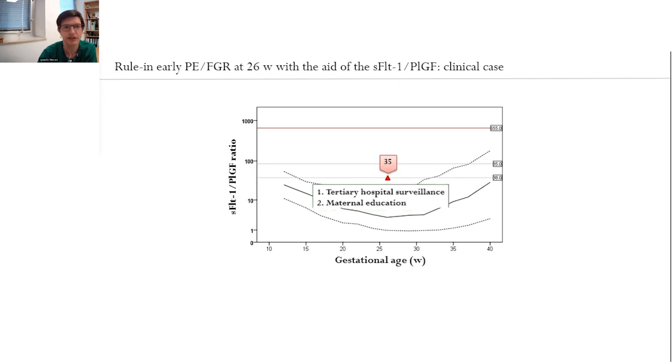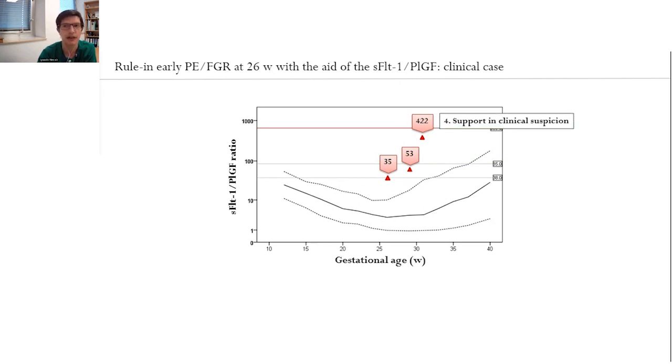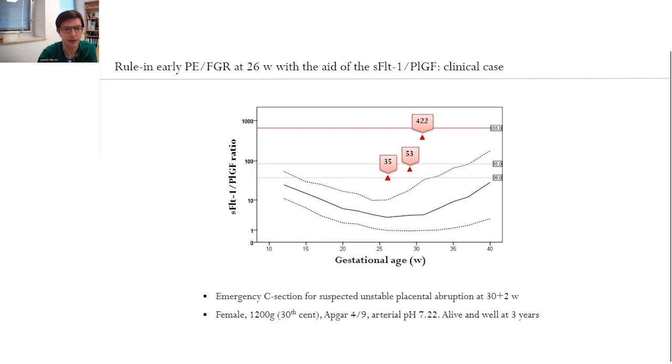Then, if the ratio is increasing, maybe we can give the corticoids for fetal maturation. And then, if we have a very high value of the ratio, we can support our clinical suspicion, so it's not so easy to decide to indicate a cesarean section only for an ultrasound suspicion of abruption. And hopefully everything was okay and the baby is alive and well.